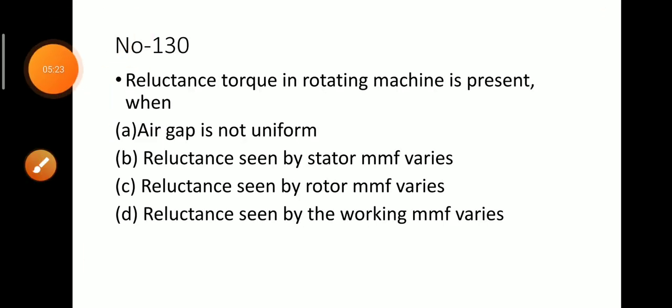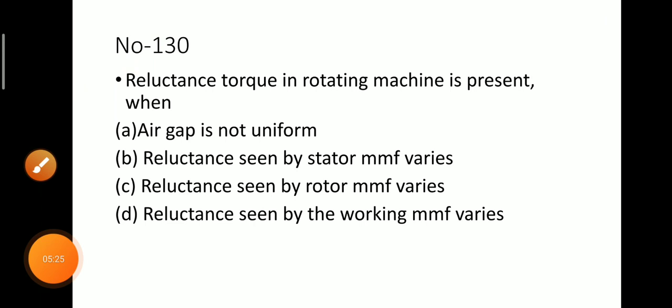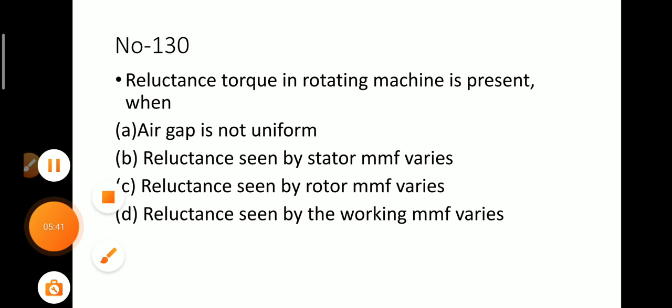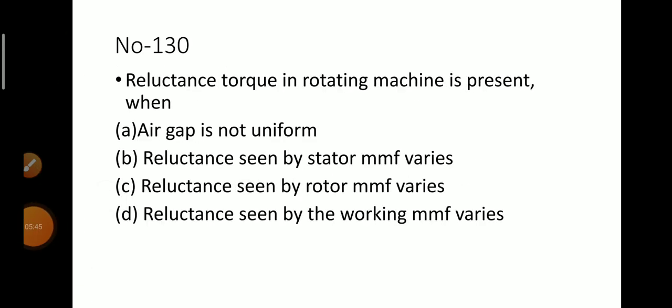Okay, the last question. Reluctance torque in a rotating machine is present when A. the air gap is not uniform, B. reluctance seen by stator mmf varies, C. reluctance seen by rotor mmf varies, or D. reluctance seen by the working mmf varies. And the right answer is that reluctance seen by the working mmf varies.